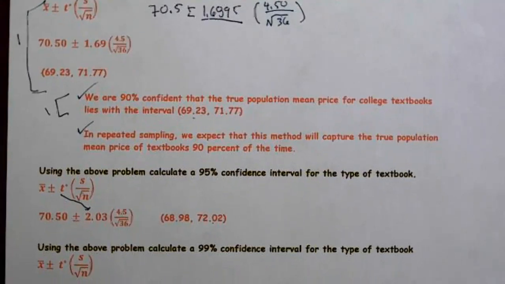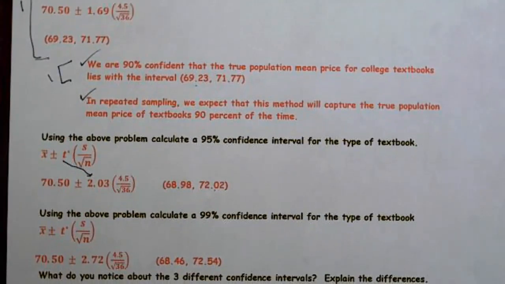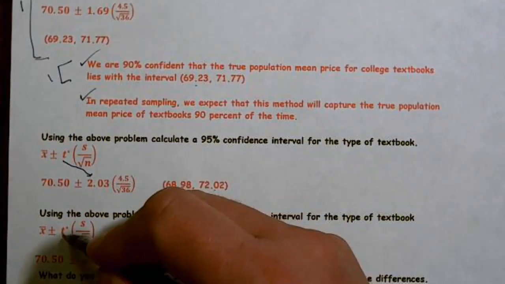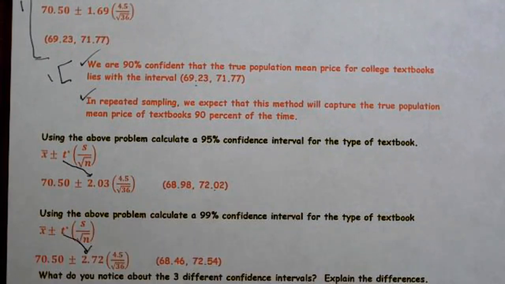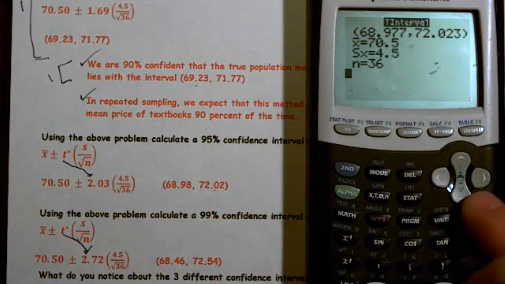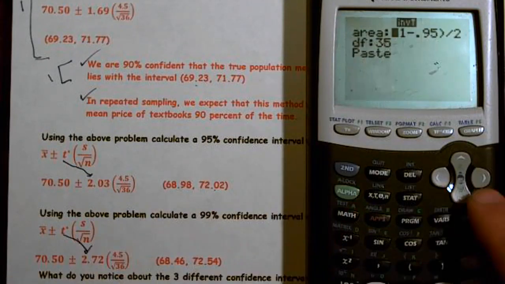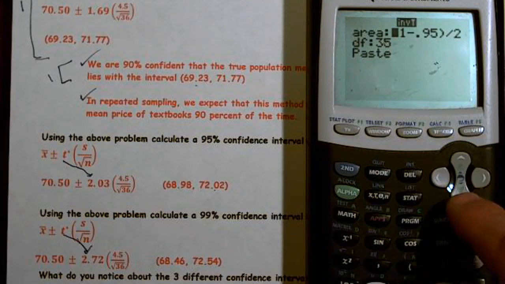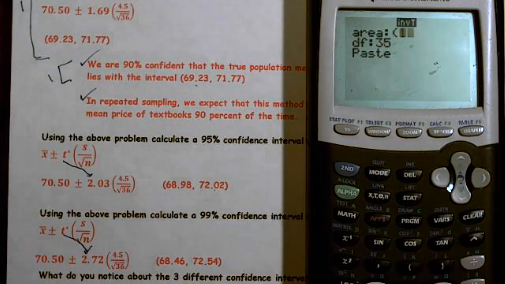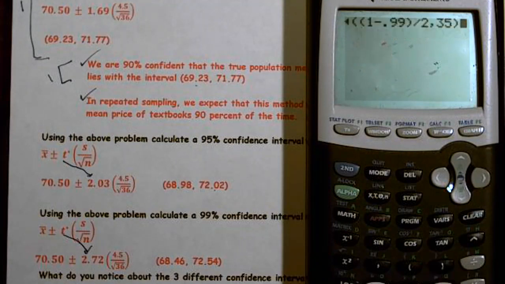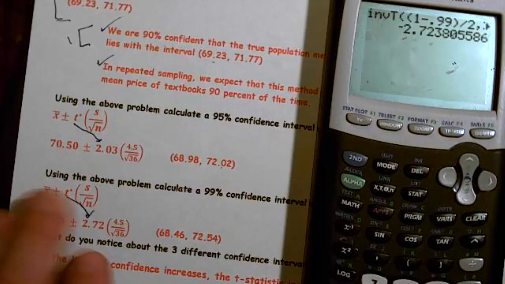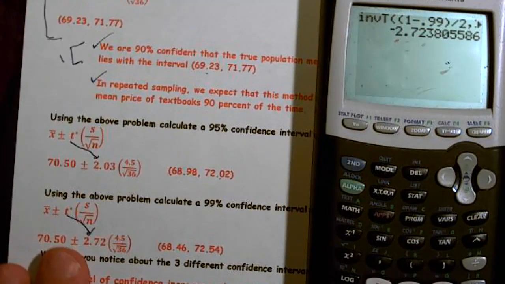And then we're going to do the same thing with a 99%. Well, everything's the same, except we're going to need to recalculate our T star. So second vars, inverse T, and we're changing our confidence level to 99%. Parenthesis 1 minus 0.99, close parenthesis, divided by 2. And I end up getting 2.72.